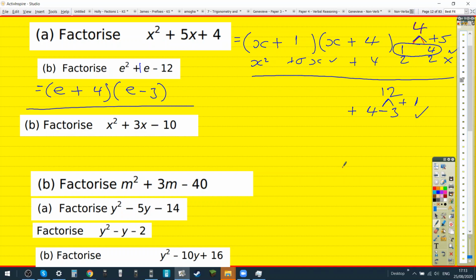So it needs to times to 10 and then add to 3. Times to minus 10. And you can just treat it as like what multiplies to make plus 10 and just figure out the sign at the end.